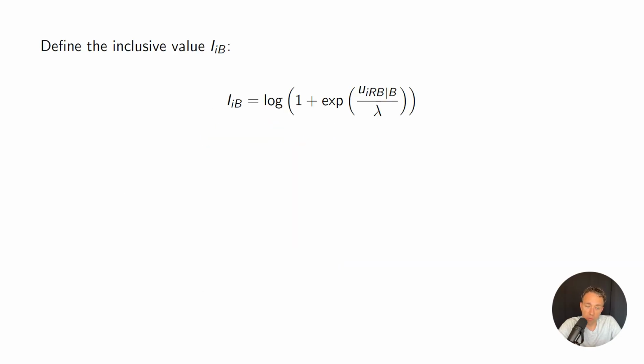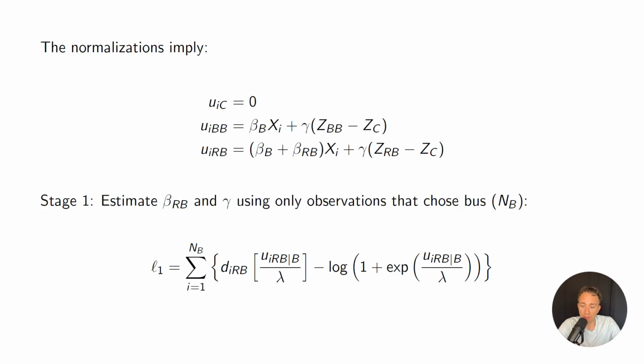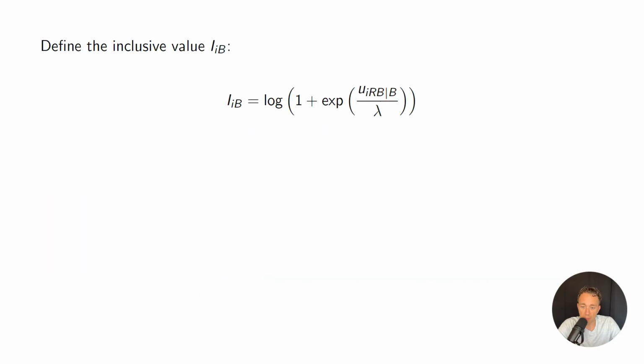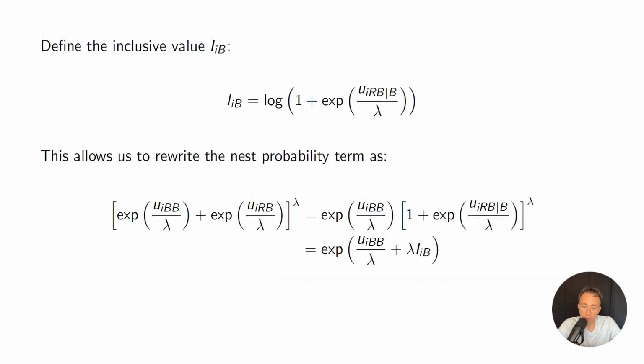Now, to link this with the second stage, we need to define a concept called the inclusive value. And this is just the denominator of the within bus nest probability. So this second term here, which is the log of the denominator of the probability within the bus nest, we're going to call the inclusive value. And then we can rewrite the nest probability very succinctly.